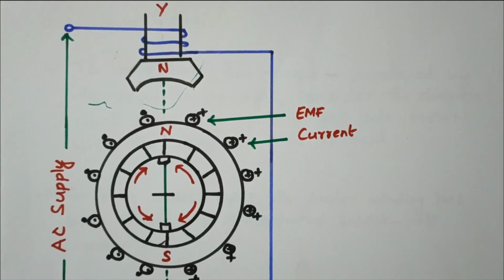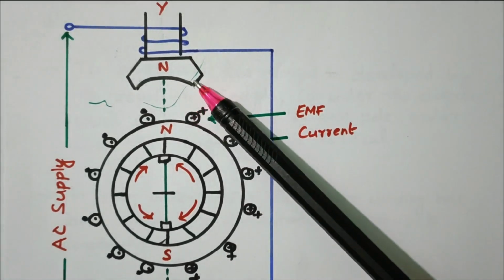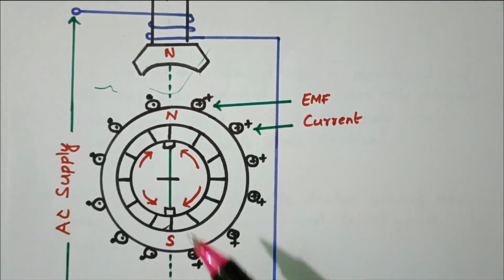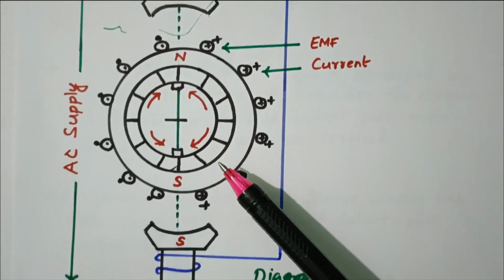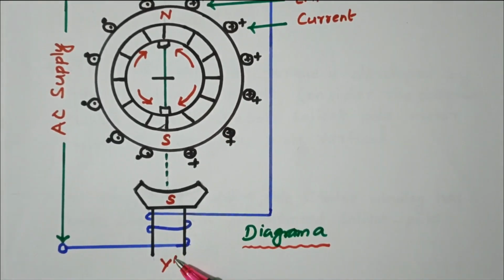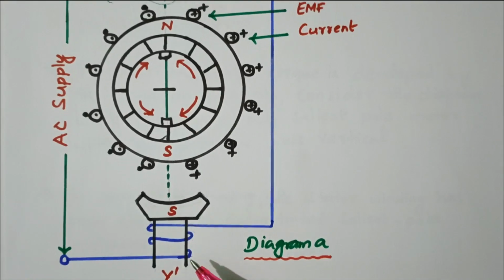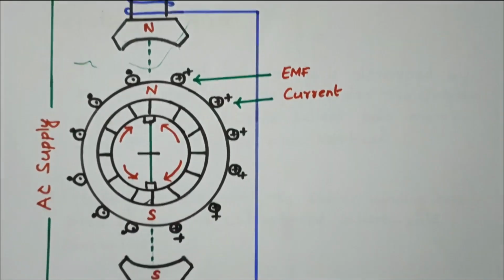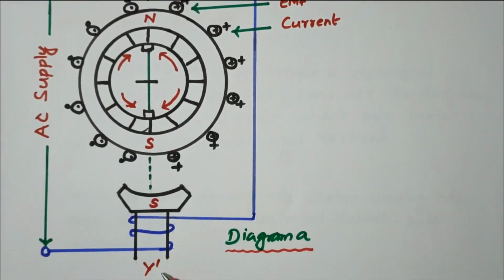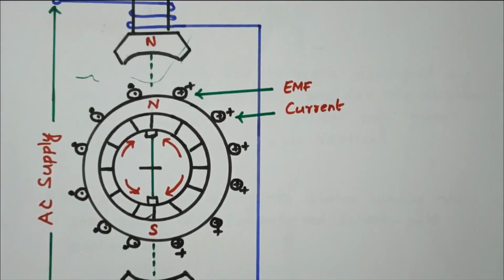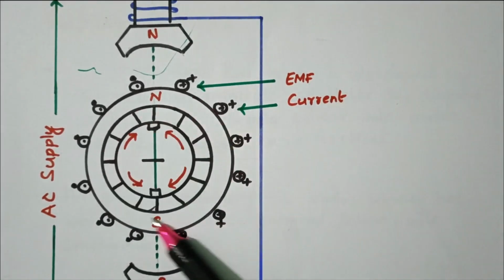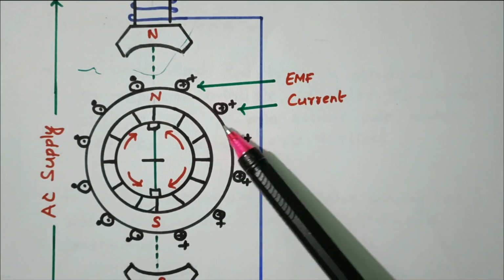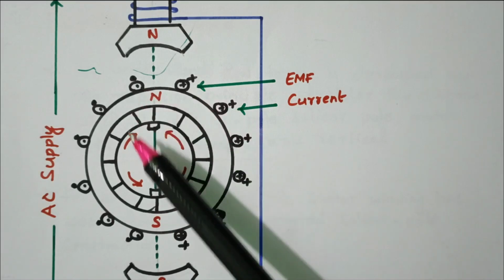So this is the two-pole salient. This is the stator, the top one. Then this is the rotor portion, and at the bottom we have one more pole of the stator. The axis is termed Y dash. Now we'll see what happens in the rotor. In the rotor, the brush holders and brushes are available. These are all the EMF and current directions, plus and negative.